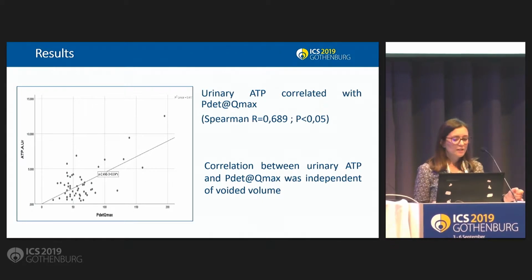As you can see here, urinary ATP is correlated with pdet Qmax, so voiding dynamics affects urinary ATP concentrations. So higher detrusor pressure during voiding may cause a higher ATP release from urothelium, resulting in higher ATP concentrations. And this effect is independent of the voiding volume and therefore of the stress-induced ATP release.